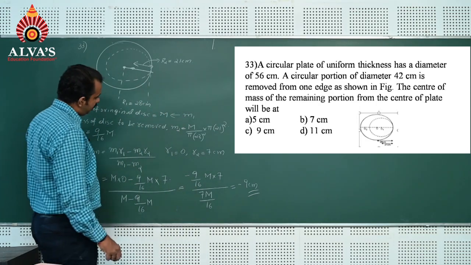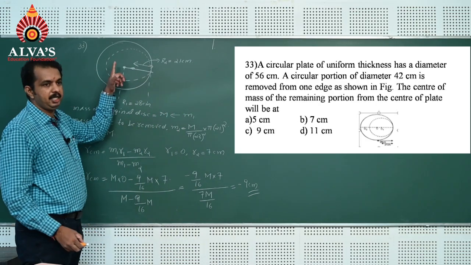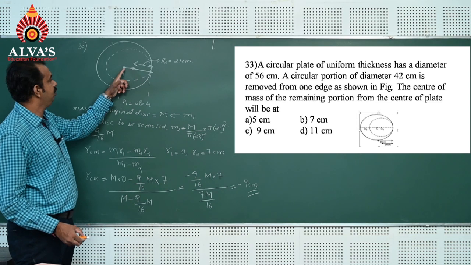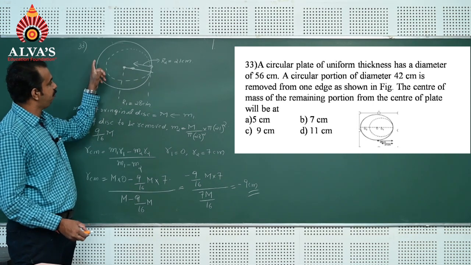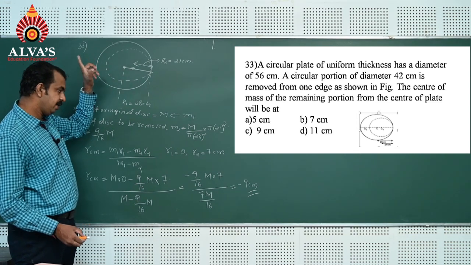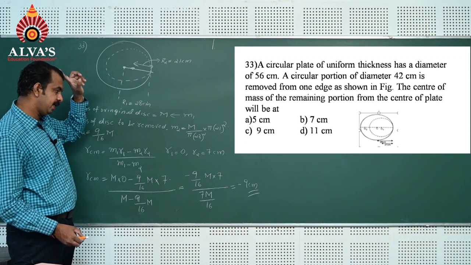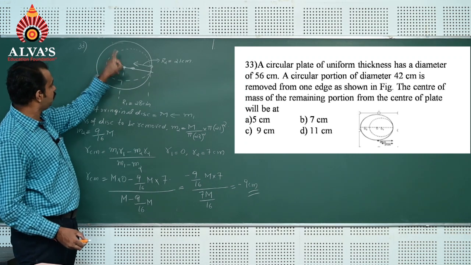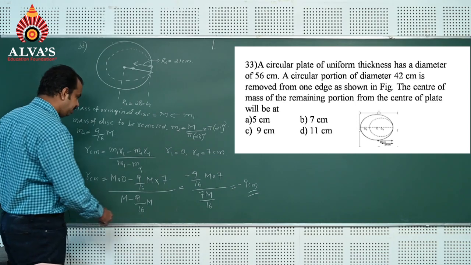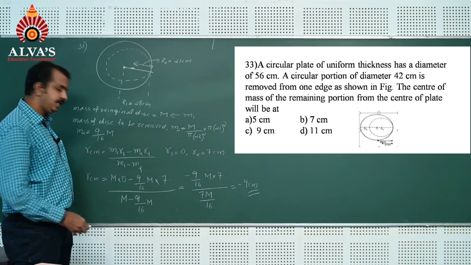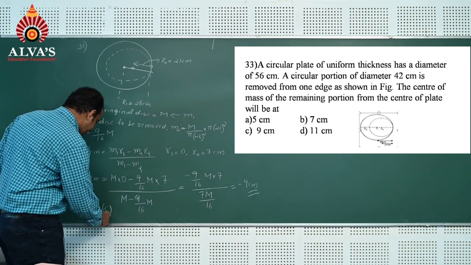That means the center of mass of the remaining portion of the disc will be shifted to the left side of the disc to a distance of minus 9 centimeter. Negative sign indicates it is shifted to the left side. So the answer is 9 centimeter, which means option C is the correct answer.